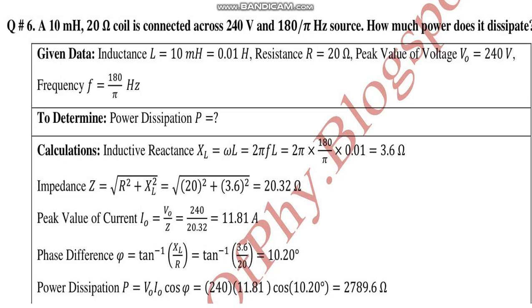V naught, given in the question, put in here 240. I naught has a value 11.81, and cos phi, that has 10.20. After solving these values in the calculator, we get the answer 2789.6 ohm.